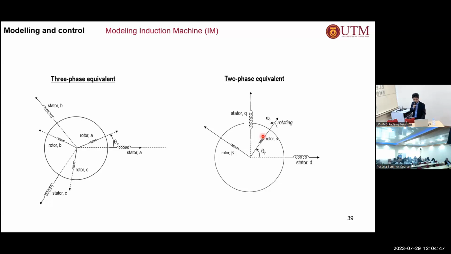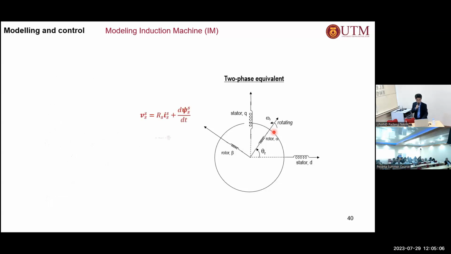But there is still a magnetic coupling between the stator and the rotor, because the rotor is still rotating. Okay, we only remove the mutual inductance between the phases on the stator and the phases on the rotor. But between the stator and the rotor, there are still magnetic coupling. Now, how do we remove that?